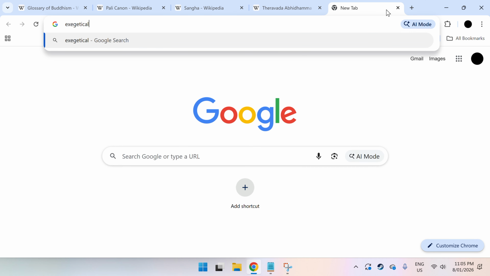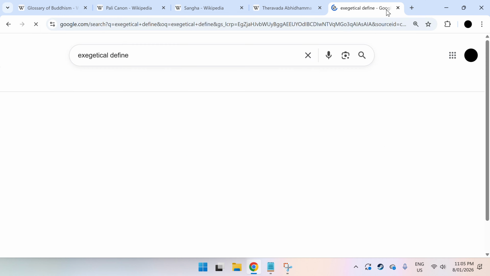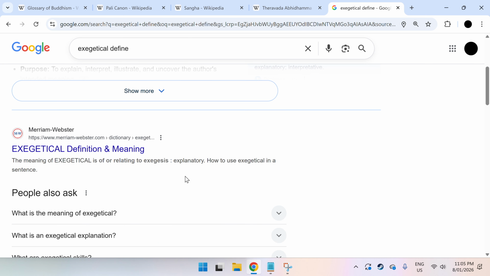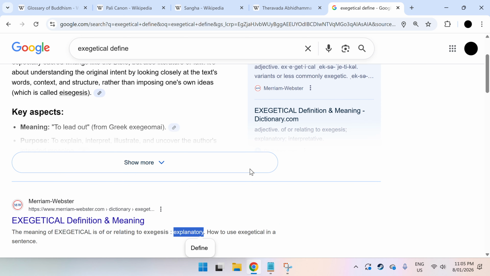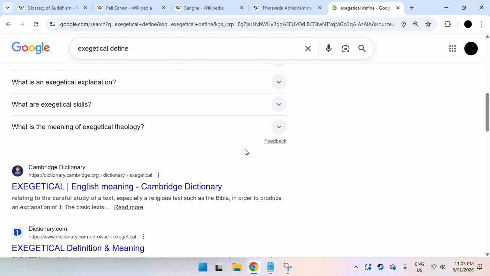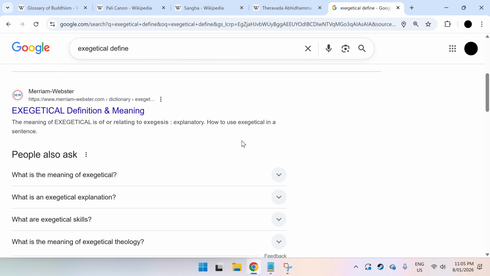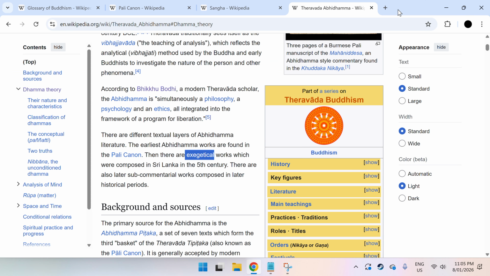What is exegesis again? I need to know that term. The critical explanation, interpretation, and drawing out of meaning from a text. So, is that the same as hermeneutics? I'm not sure. Exegetical is probably hermeneutics used more in a religious context. So, okay.